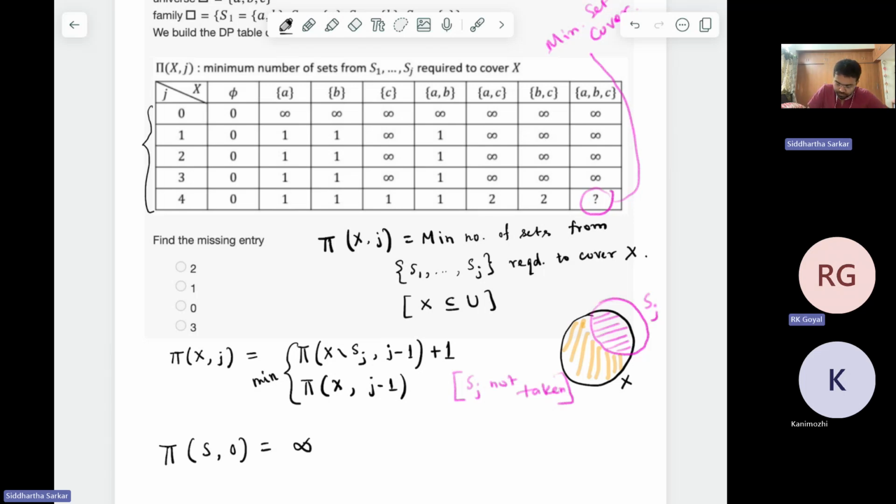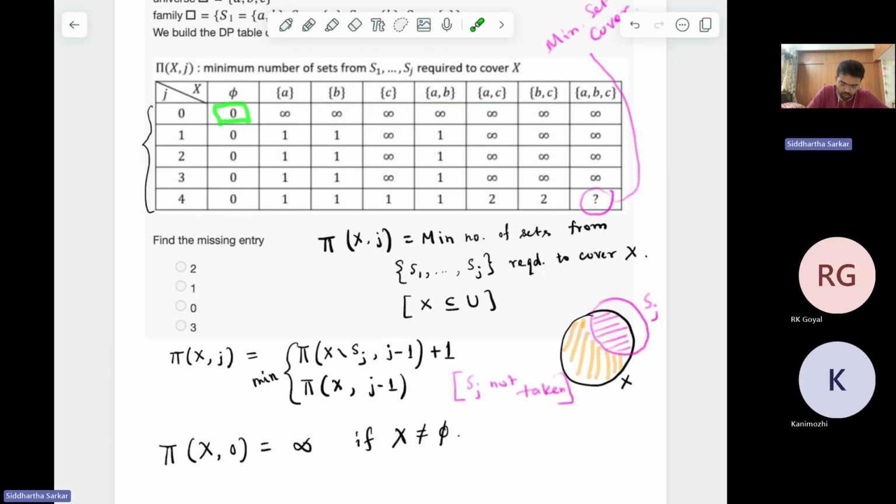So will this be S or X? Yeah, you can make it X also. That is also fine. So that is the base case. You know that in the first row, you are not able to cover non-empty sets using nothing. That is not possible. That's why the first row is entirely infinity, but not this entry.